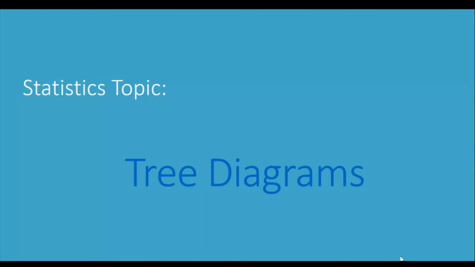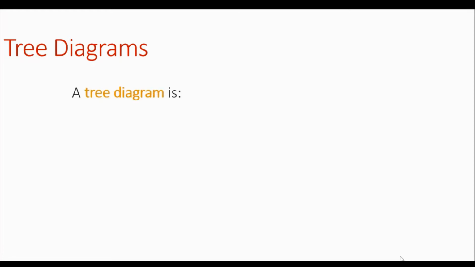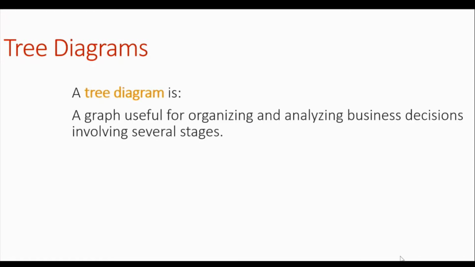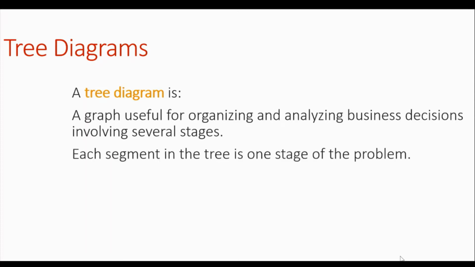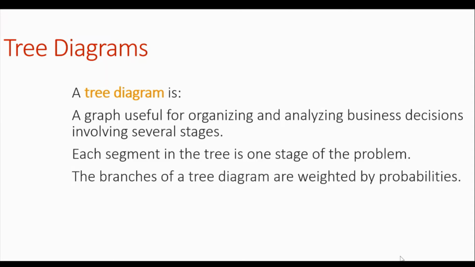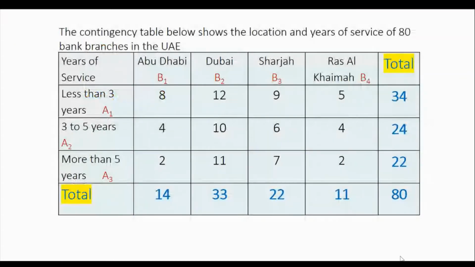Hello everybody and welcome to the session in which we're going to see the statistics topic, tree diagrams. A tree diagram is a graph useful for organizing and analyzing business decisions involving several stages. Each segment in a tree is one stage of the problem. The branches of a tree diagram are weighted by probabilities.